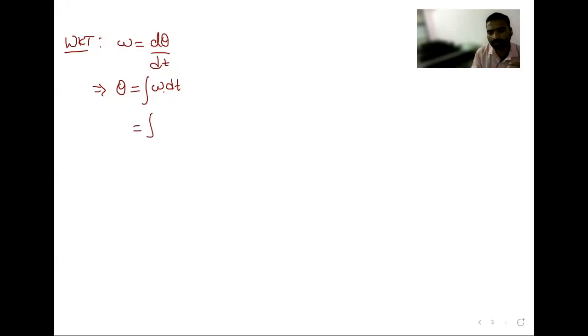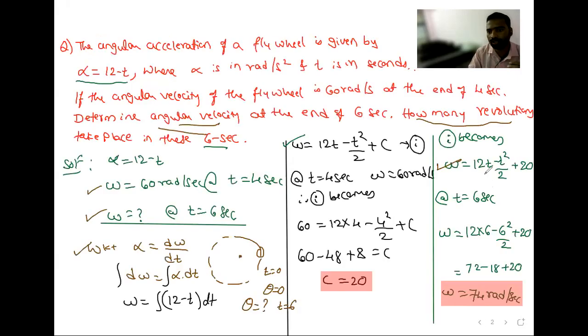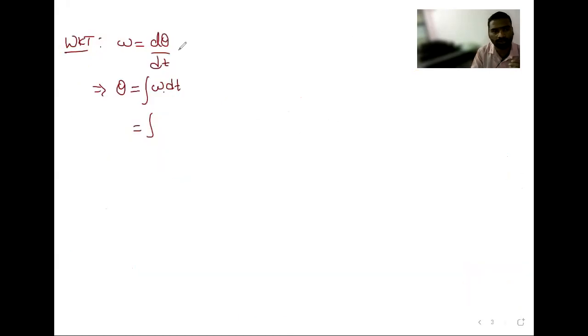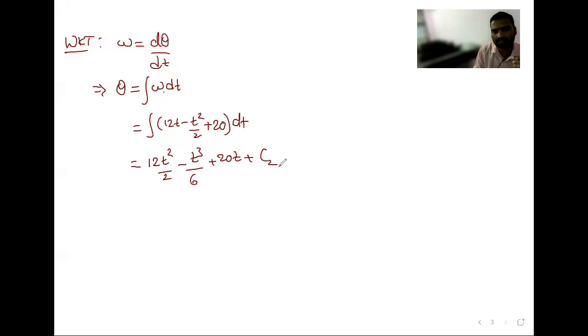Omega कितना आया था? एक मिनट. 12t minus t square by 2 plus 20. This is your omega function into dt. Okay, integration karo. So 12t integration is 12t square by 2, minus t cube divided by 2 into 3, that is 6, plus 20t, plus there is a constant, I will take it as c2. This is theta. Is it correct, all of you? Yes.